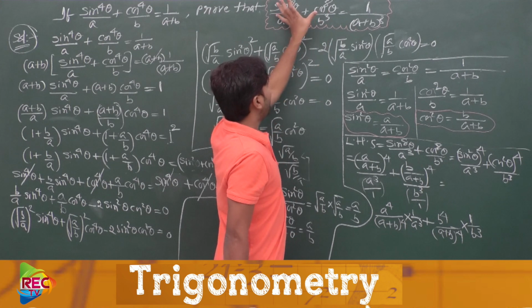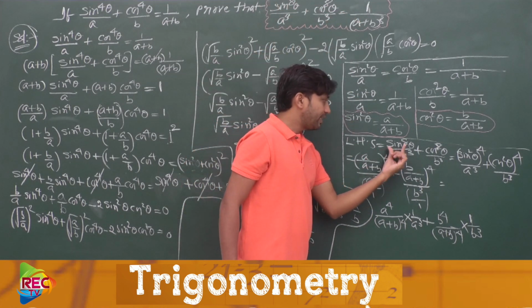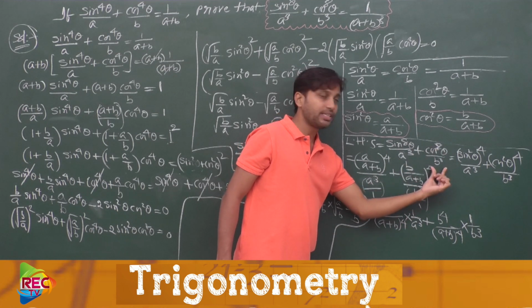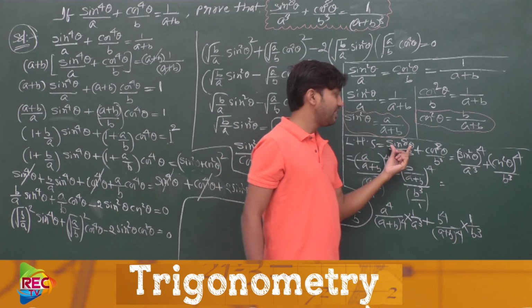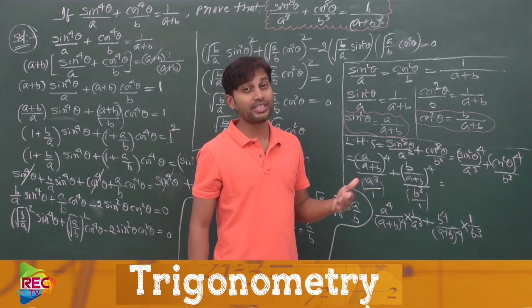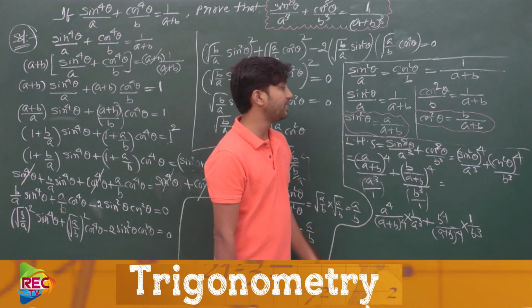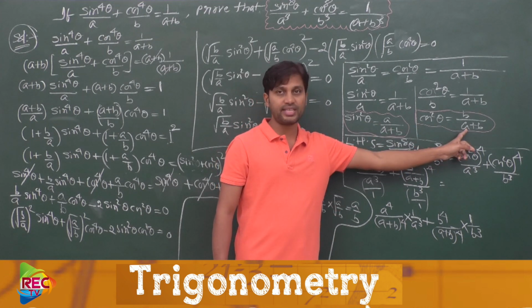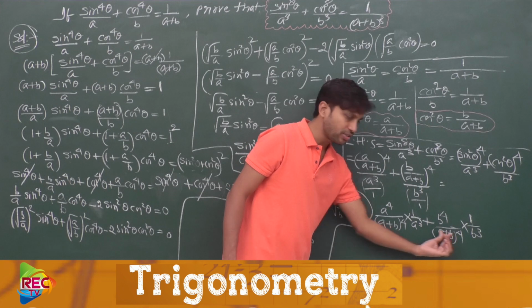So we took the LHS part, that is sin power 8 theta by a cube plus cos power 8 theta by b cube, and we rewrite this as sin square theta whole power 4 and cos square theta whole power 4. Now we substituted the values of sin square theta and cos square theta which we obtained previously, and we simplified up to some extent.